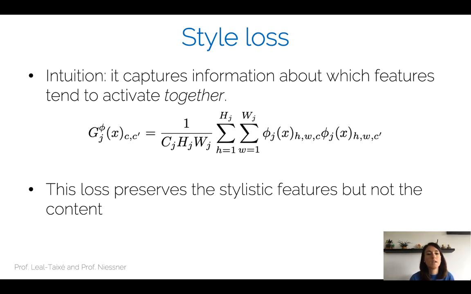The idea behind this is that by comparing which features tend to activate together, you are not looking at the actual content of the image, but at the stylistic features. Essentially, you're saying if there are vertical edges that tend to activate together with curly edges, which is very specific to Van Gogh paintings, then I want to keep this style all the way through the generated image. So again, we compare direct feature maps for the content loss, and how channels tend to activate together for the style loss.